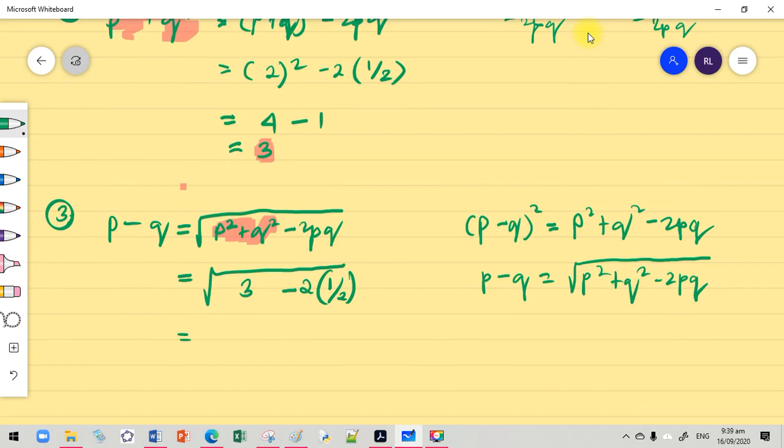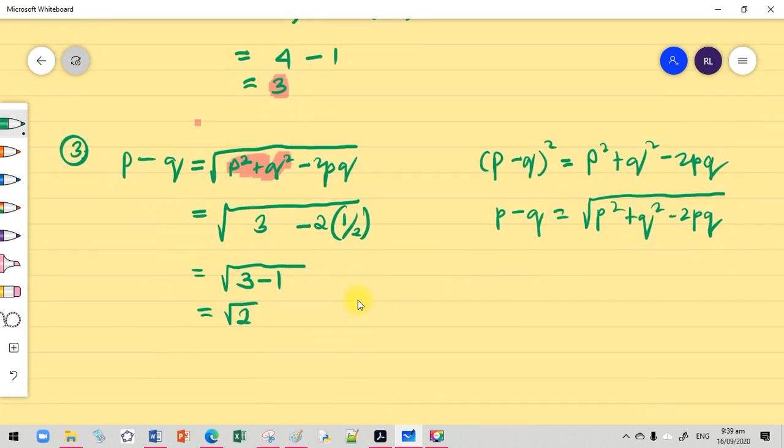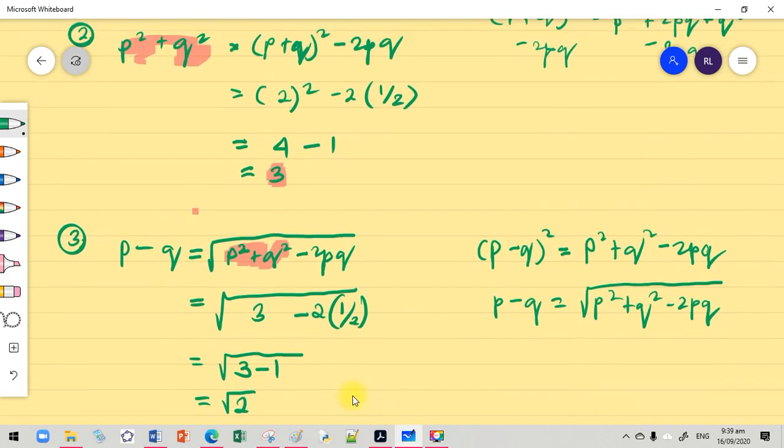We'll get 3 minus 1, we'll get square root of 2. We don't need to turn it into a decimal. That's it, because there's an integer square root of 2. So that's it.